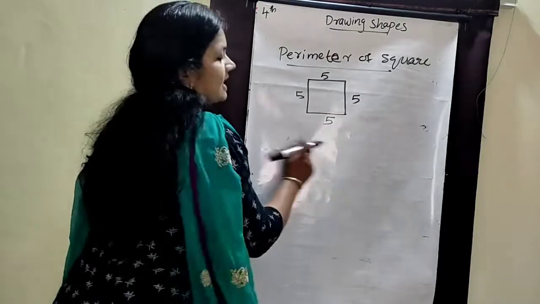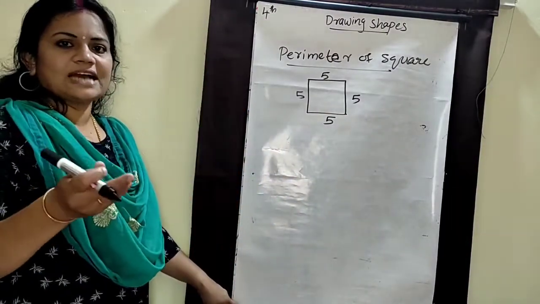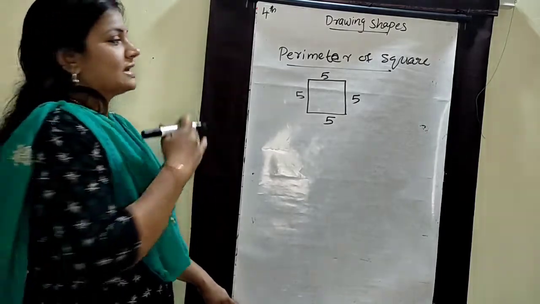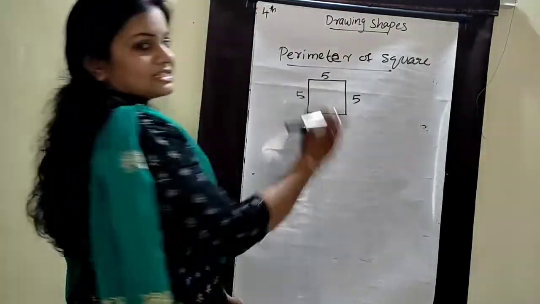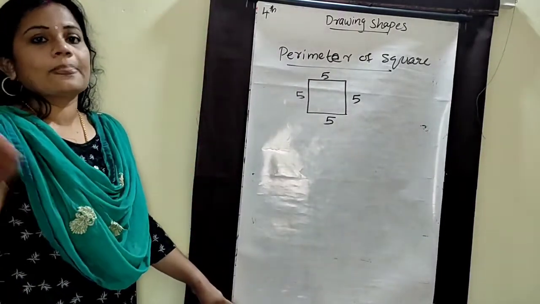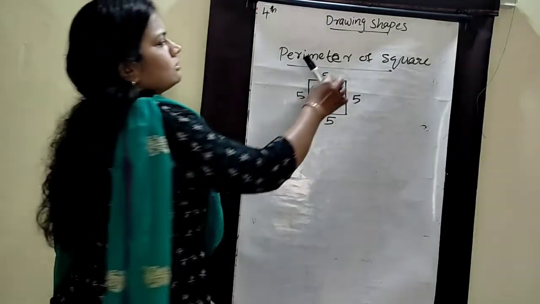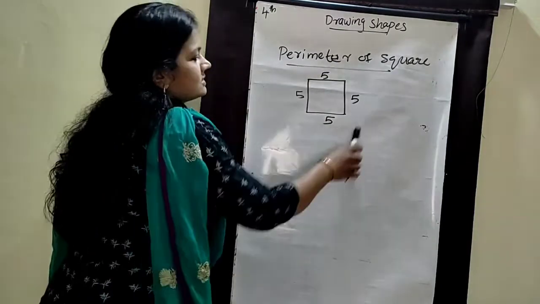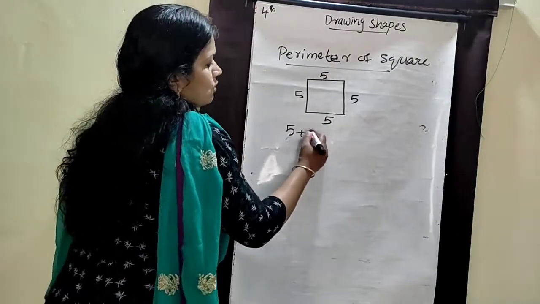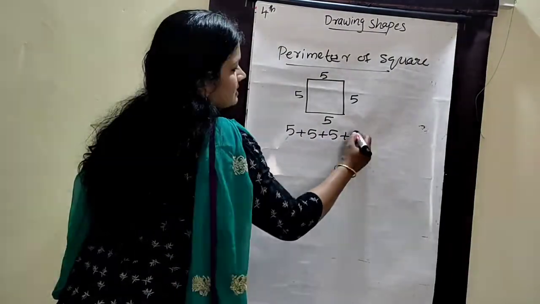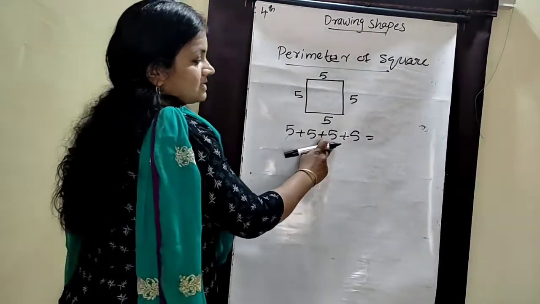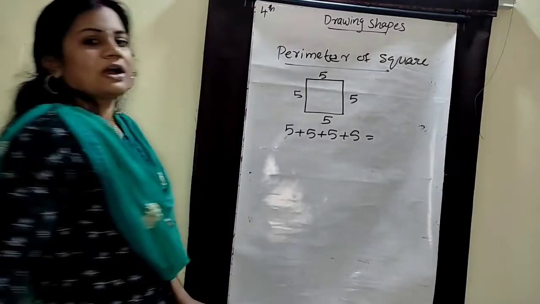How many sides are here? 4 sides. We already know that the sum of the lengths of all its sides is called the perimeter. Then how do we find the perimeter of a square? Sum of all these sides: 5 plus 5 plus 5 plus 5. 5 plus 5, 10. 10 plus 5, 15. 15 plus 5, 20.